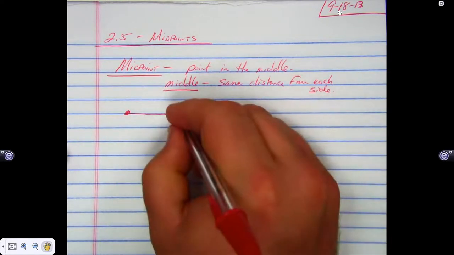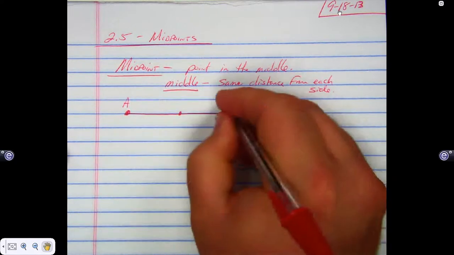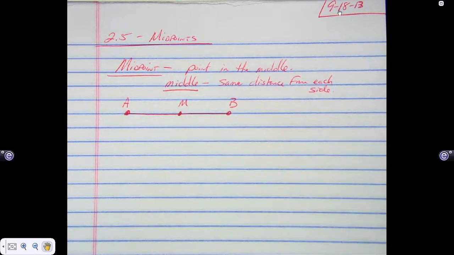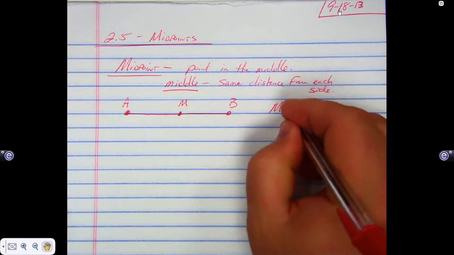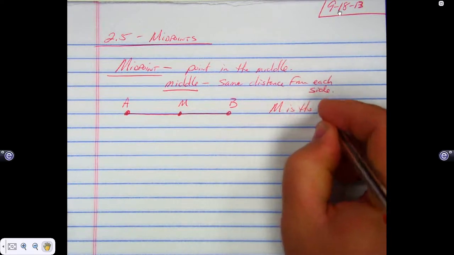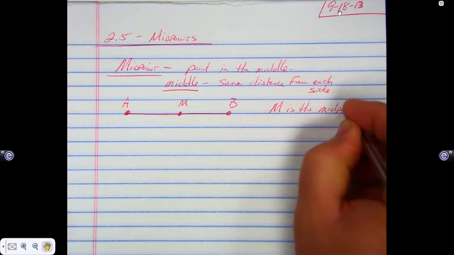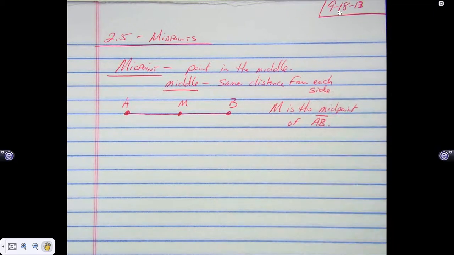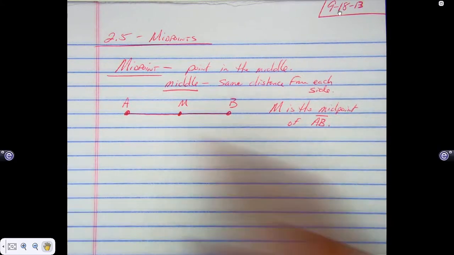Now, the definition in the book's going to be a little more mathy or geometry-like. But what do you think you could say about the midpoint? If I said M is the midpoint of segment AB, what do you think we could say?